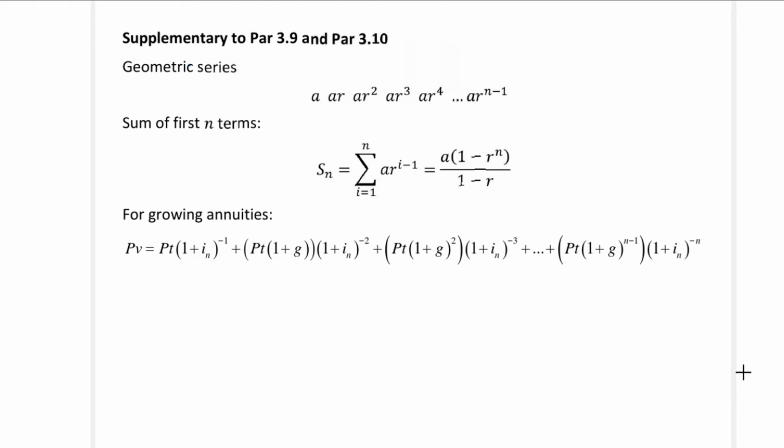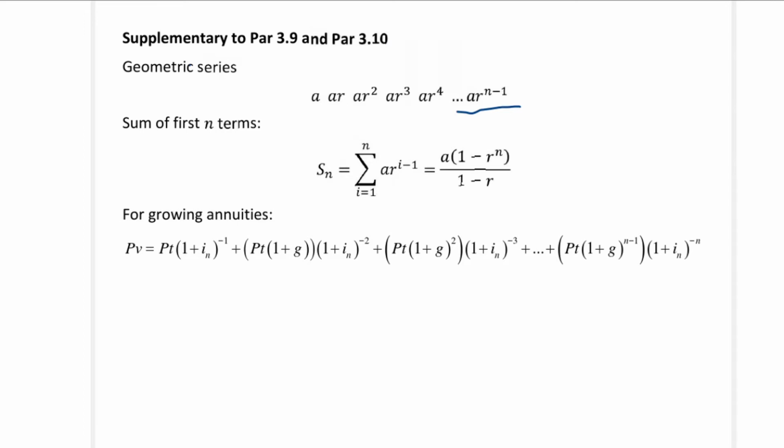The purpose of this video is supplementary to paragraphs 3.9 and 3.10, and to show you in a little bit more detail how the formulas for a growing annuity and for the perpetuities were derived from your geometric series. So remember that a geometric series is given by the terms a, ar, ar squared, ar cubed, and so forth, and the nth term is given by ar to the n minus 1.